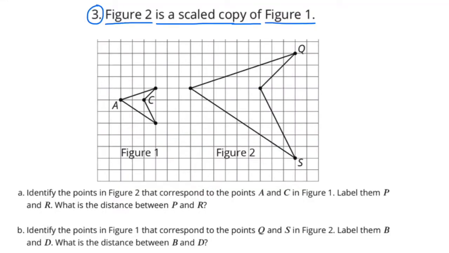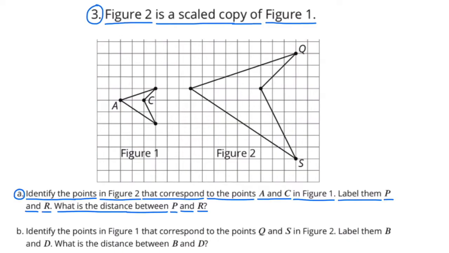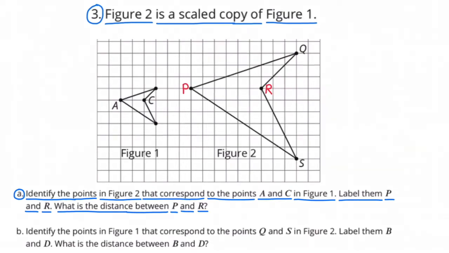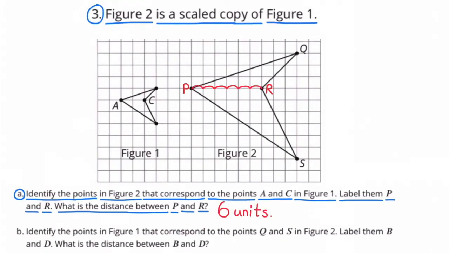Number 3. Figure 2 is a scaled copy of Figure 1. A. Identify the points in Figure 2 that correspond to the points A and C in Figure 1. Label them P and R. What is the distance between P and R? Here are the points P and R that correspond with points A and C. The distance between points P and R is 6 units.